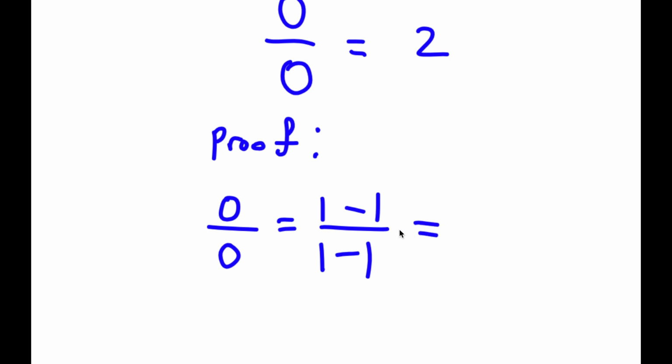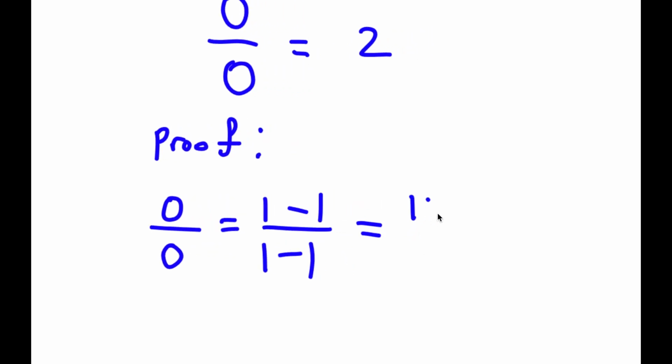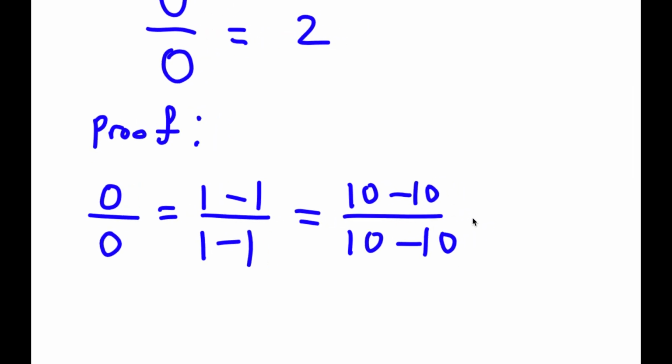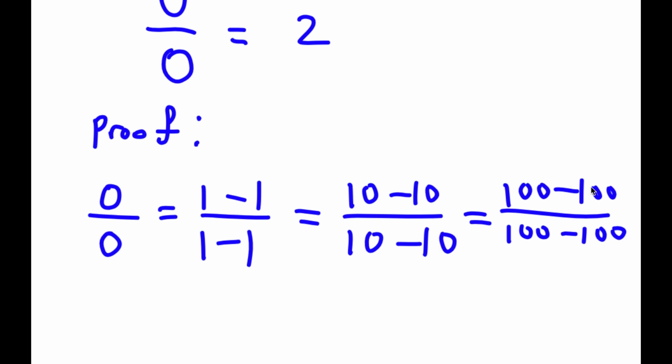Now, this is the same thing as 10 minus 10 over 10 minus 10, right? Because 10 minus 10 is again 0. So I have 0 over 0 still. And this is the same thing as 100 minus 100 over 100 minus 100. Again, 100 minus 100 is 0, 100 minus 100 is 0, so it's 0 over 0 still.